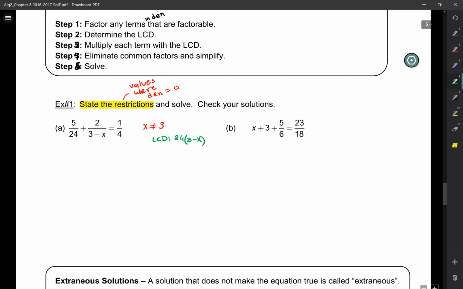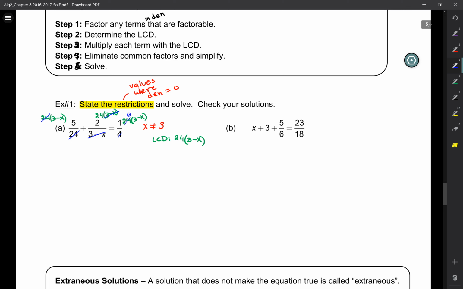So once you determine the LCD, each term gets multiplied by that LCD, meaning even if there is a term that does not have a denominator, you still have to multiply it. So now what cancels here? Between the 24 and the 24, those go away. From the second one, the 3 minus x cancels with the 3 minus x. And from the last one, the 4 and the 24 reduce, so you have a 6 up there.